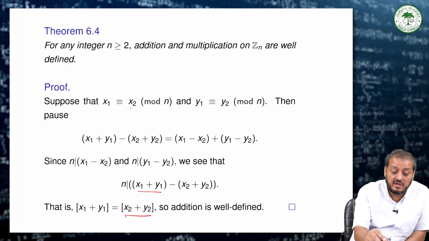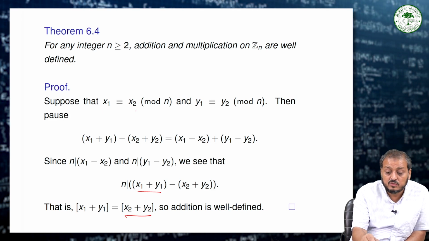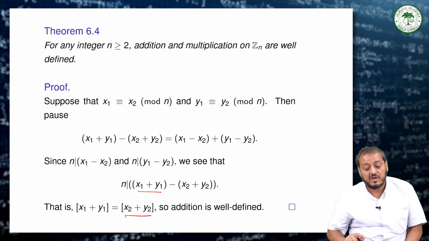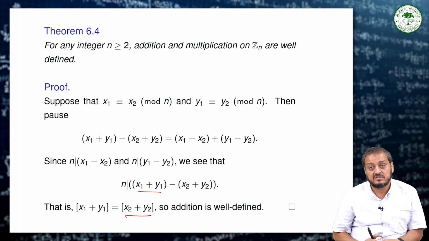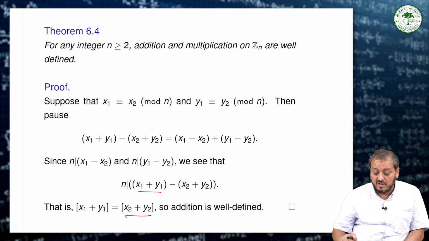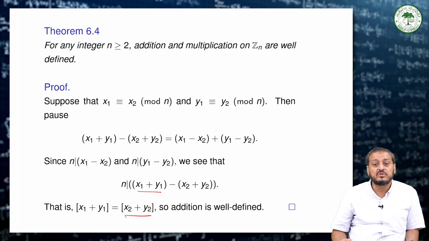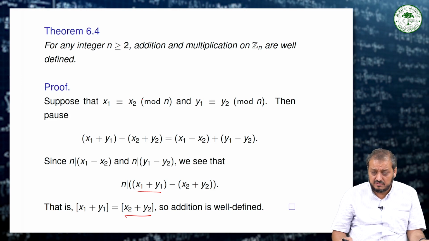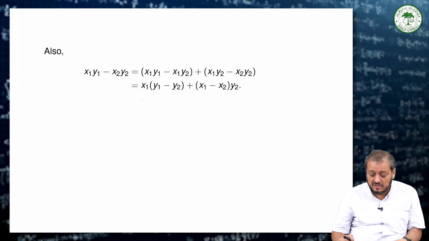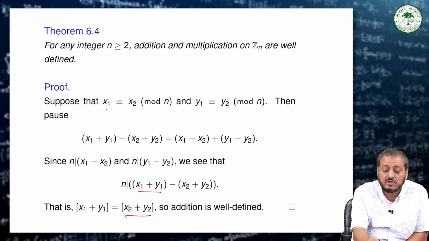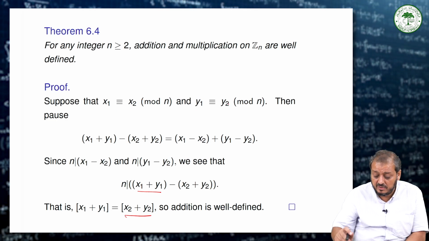So x1 congruent to x2 mod n is defined in this way. This means addition is well defined. Next, we try to show that multiplication on Zn is also well defined. So again we assume x1 is congruent to x2 mod n and y1 is congruent to y2 mod n.